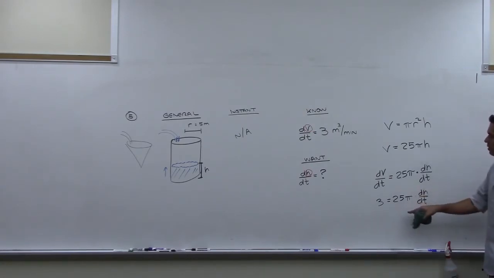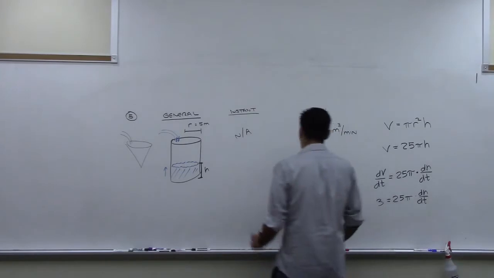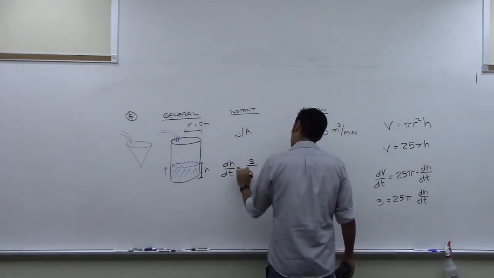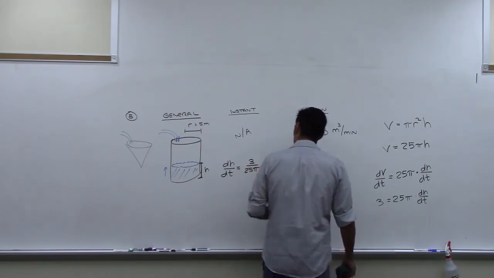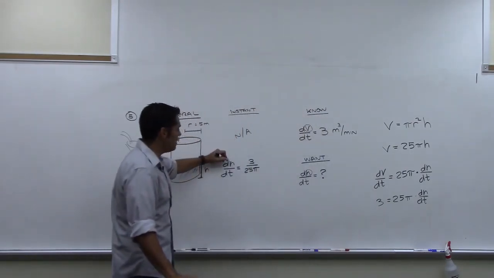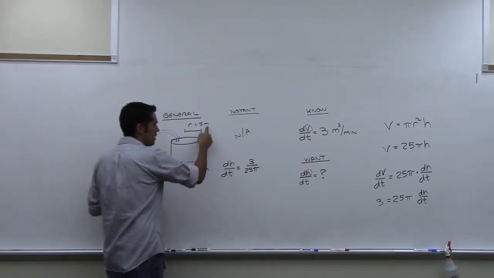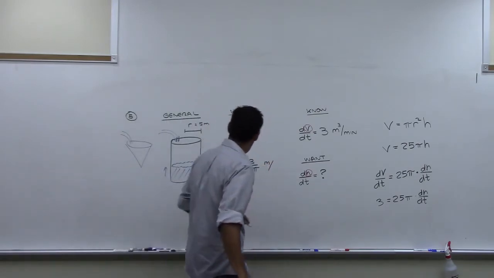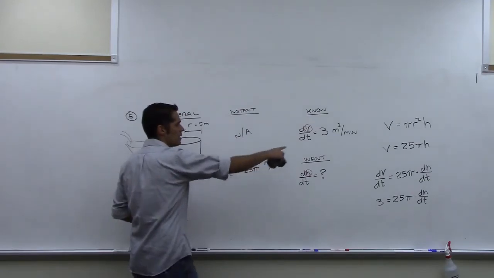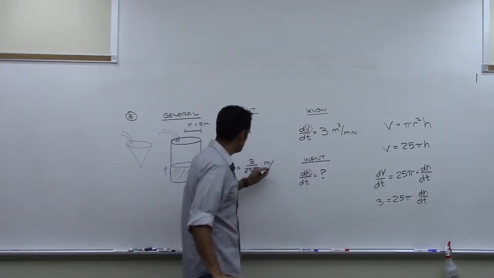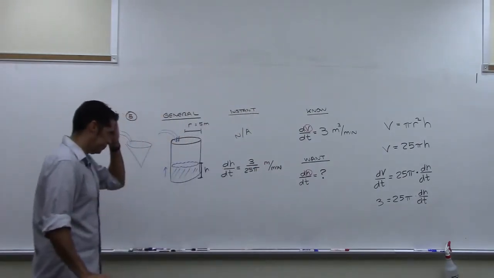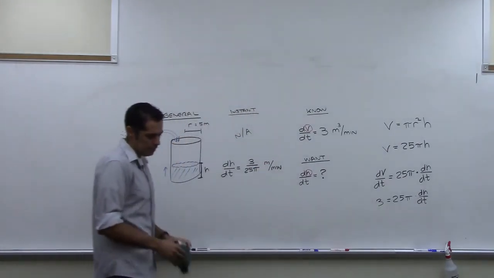And then divide both sides by 25 pi. So dH/dt should be 3 over 25 pi. And then what are my units? Well, height should be this height, and we're measuring everything in meters, so it should be meters per, and then my time measurement in this problem is minutes. So meters per minute. That's it. I'm not going to get a decimal, I'm just going to leave it.